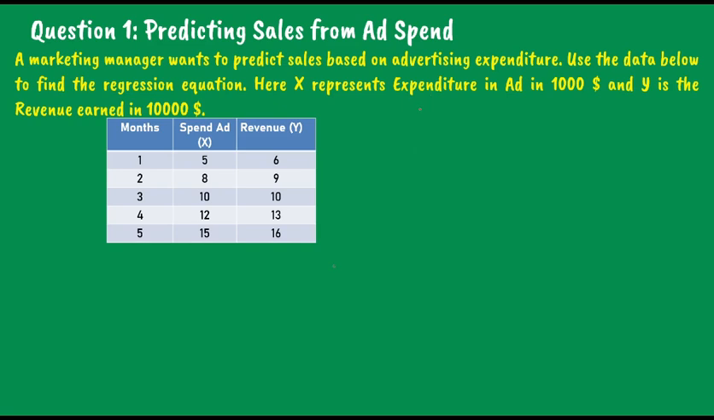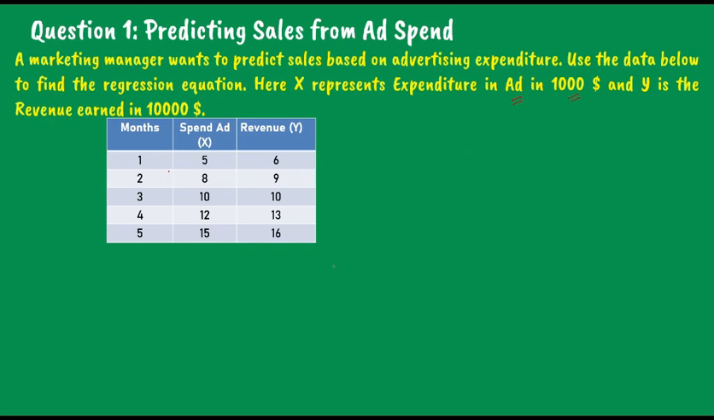Let us read the question. A marketing manager wants to predict the sales based on advertising expenditure. Use the data below to find the regression equation. Here X represents expenditure in advertisement, measured in $1,000, and Y is the revenue earned in $10,000.